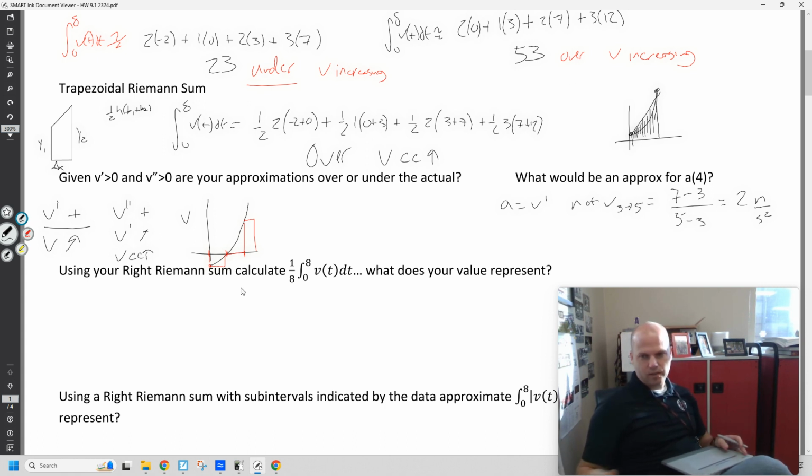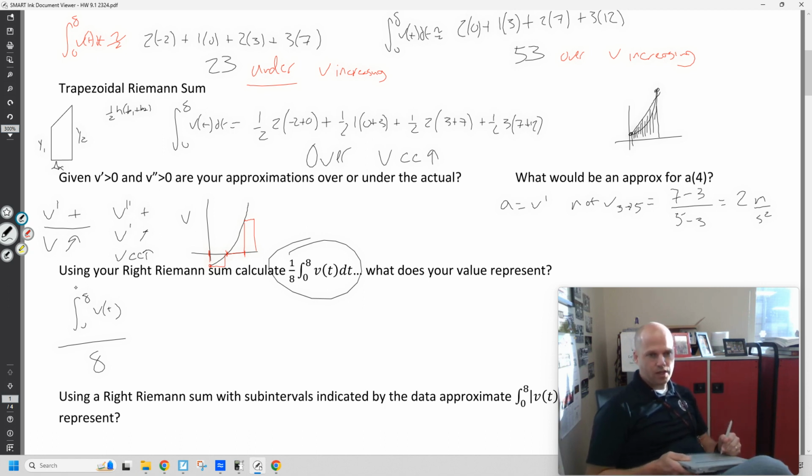Using a right Riemann sum, calculate this. Now, you have to be comfortable seeing this and understanding that you could rewrite it like that. 1/8 times an integral is the same as an integral divided by 8. You should be familiar with this: we're summing up, accumulating all my velocities, and then dividing by the interval. This is the average velocity. It's not an average rate of change of velocity, it's an average rate of change of position. It's an average velocity. I got my right Riemann sum as 53, and I divide that by 8.